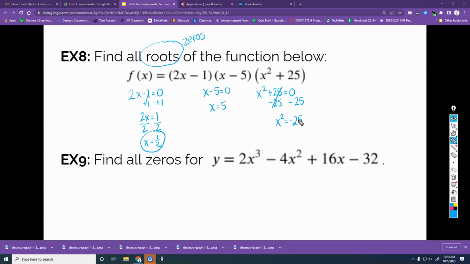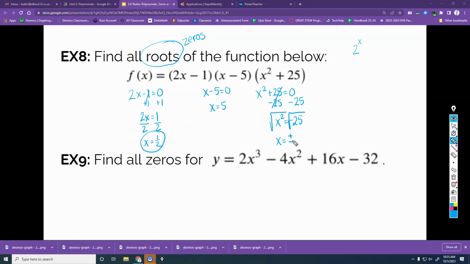Not log. If I had like 2 to the x, I would use a log. So x squared, the inverse of a square is a square root. So we are square rooting both sides. When we square root both sides, we put a plus or minus here because it could be positive or negative.